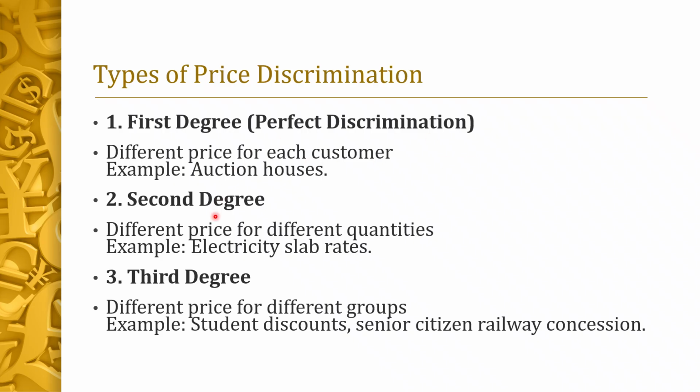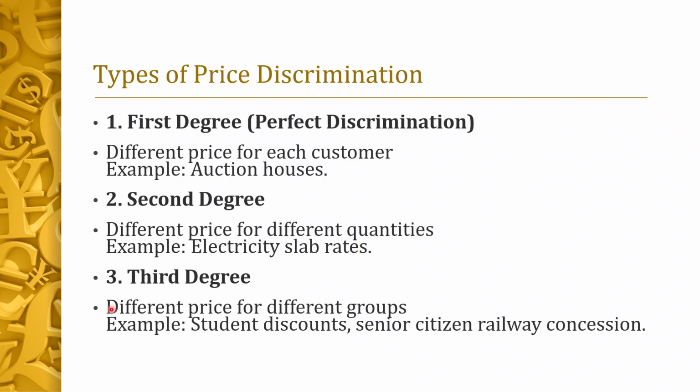The second type is second degree. Here in second degree, prices vary by quantity consumed, right? For example, electricity slab rates or bulk purchase discounts. If you buy in bulk, there are more discounts. So this comes under second degree.